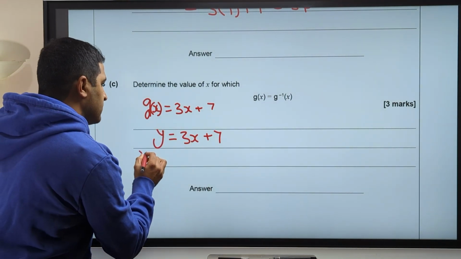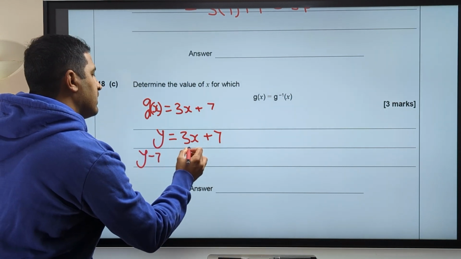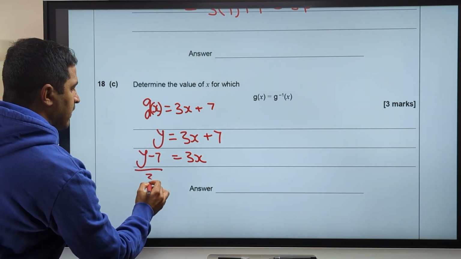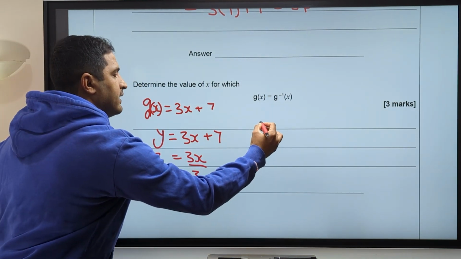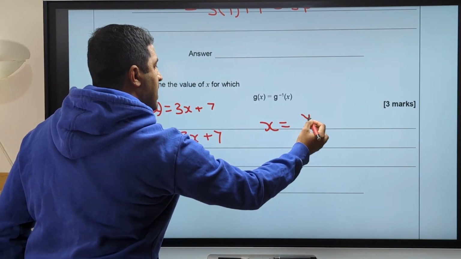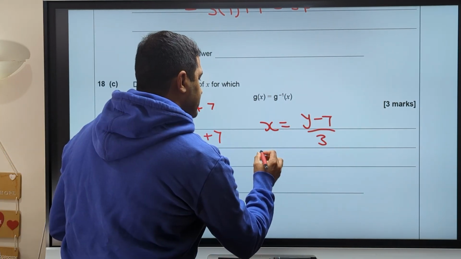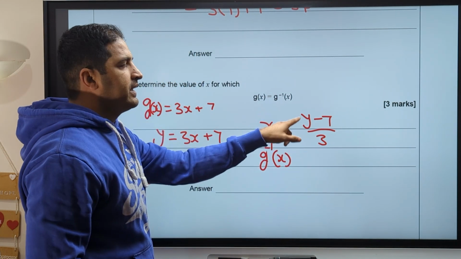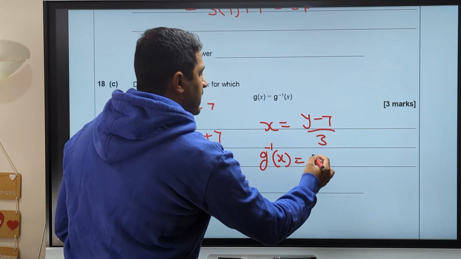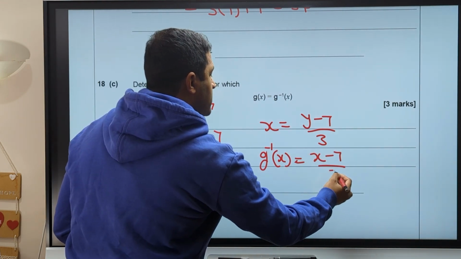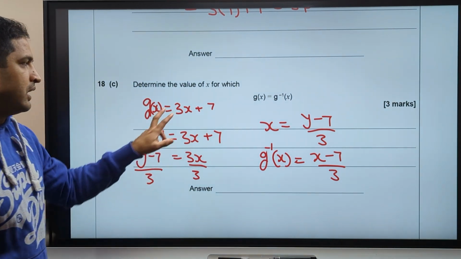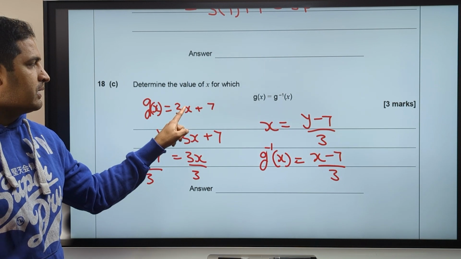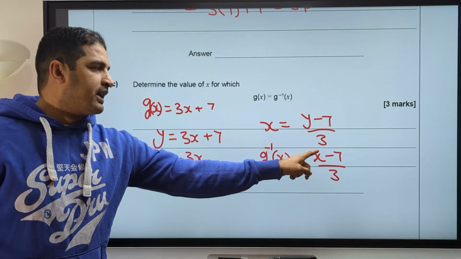So we take away 7, so we get y minus 7, which is equal to 3x, and divide both sides by 3. So we get x equal to y minus 7 over 3. Replace that with the function saying g inverse of x. So wherever you see the y, you replace it with x. So that function becomes x minus 7 over 3. That's the inverse function. So g of x is 3x plus 7, and the inverse function of that is x minus 7 over 3.